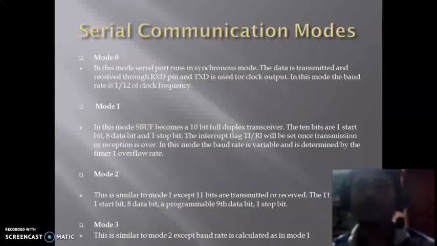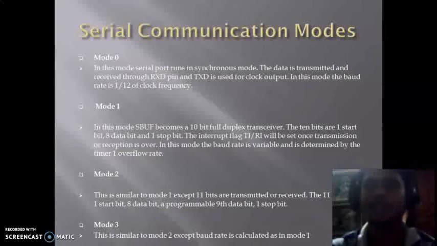Next is mode 2, which is similar to mode 1 except 11 bits are transmitted or received. The 11 bits are 1 start bit, 1 stop bit, 8 bits of data, and a programmable 9th data bit for checking parity or something else. Next one is mode 3. This is similar to mode 2, except the baud rate is calculated as in mode 1. So those are the different modes of serial communication of the 8051 microcontroller.